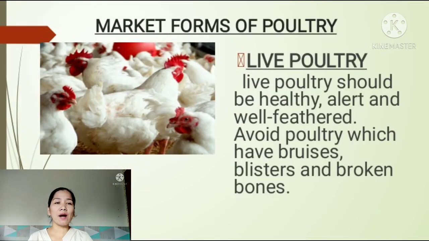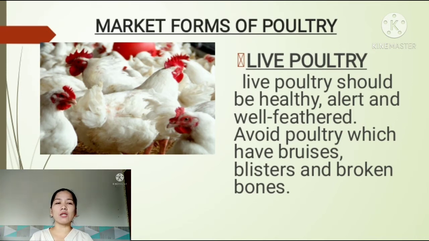Okay, let us discuss now the market forms of poultry. Paano ba nabibili ang mga manok sa palengke? Okay, so yung una, nakakabili tayo ng tinatawag nating live poultry. O sa kahit sa kapitbahay, pwede tayong bumili ng manok, ibinebenta nila ng live o buhay. So, magkaiba ang presyo ng live poultry at saka yung dressed poultry. Medyo mas mura yung live kaysa dun sa dressed. So, live poultry should be healthy, alert, and well-feathered, and avoid poultry which have bruises, blisters, and broken bones.